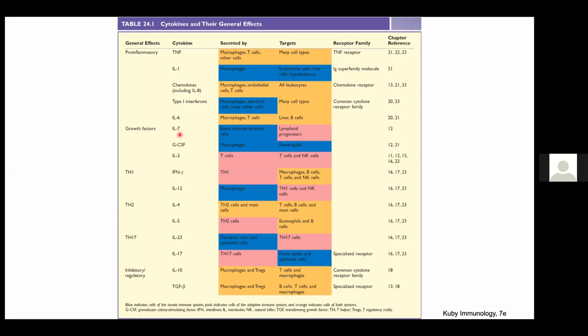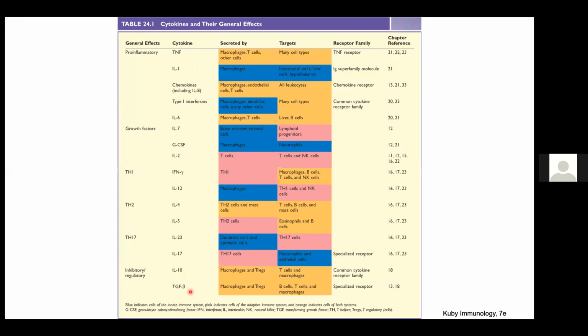For example, interleukin-7, okay, which is produced by bone marrow stromal cells and acts on lymphoid progenitors to cause them to proliferate. We talked about your colony stimulating factors like GCSF, which is important for neutrophil production, and so forth. Then the other group was the pro-inflammatory cytokines, which I've talked on and on about. And as the name suggests, they're important in an inflammatory response against pathogens. So this would be your TNF, interleukin-1, your chemokines and type 1 interferons and interleukin-6. Then we talked about the anti-inflammatory cytokines, and those ones are interleukin-10 and TGF-beta.